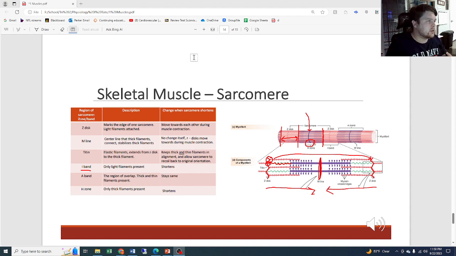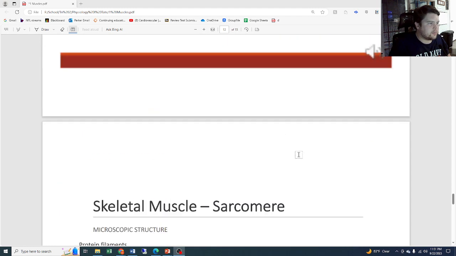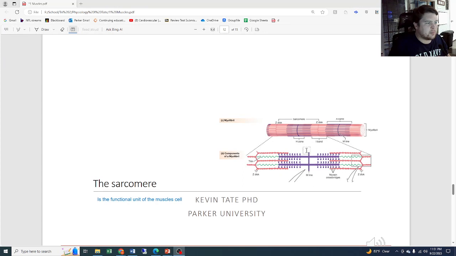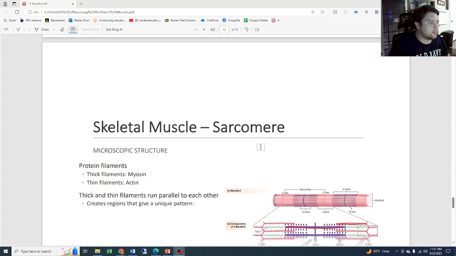During concentric muscle contraction, they're going to go together. The M line is a center line that the thick filaments connect to, and it stabilizes the thick filaments. This will never change. Okay? The M line is always going to be essentially in the center of that sarcomere.